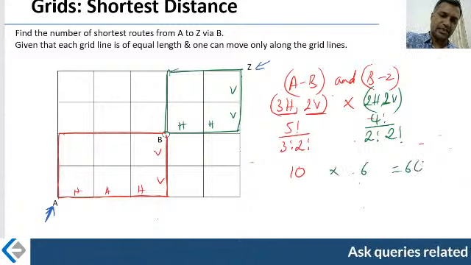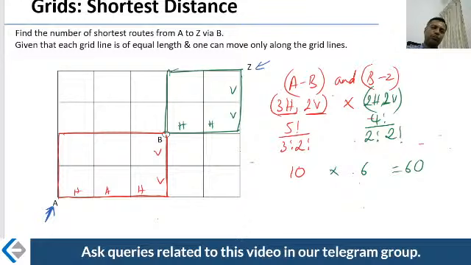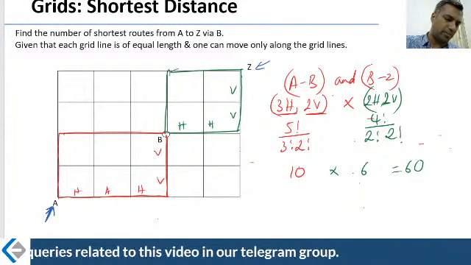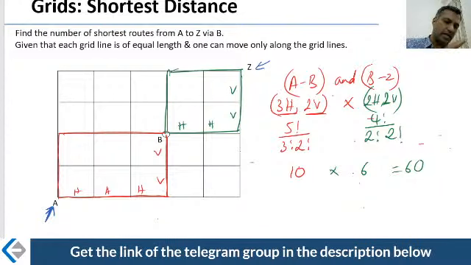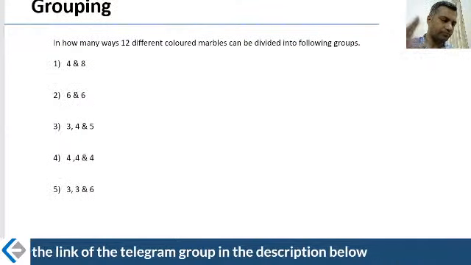Therefore, there are 60 ways to do this activity, because A to B can be done in 10 ways, and then B to Z can be done in another 6 ways. Therefore, 10 into 6. There are 60 ways the person can reach from A to Z via B. If you have understood whatever I said so far, the concept would be clear to you. Let's go further.